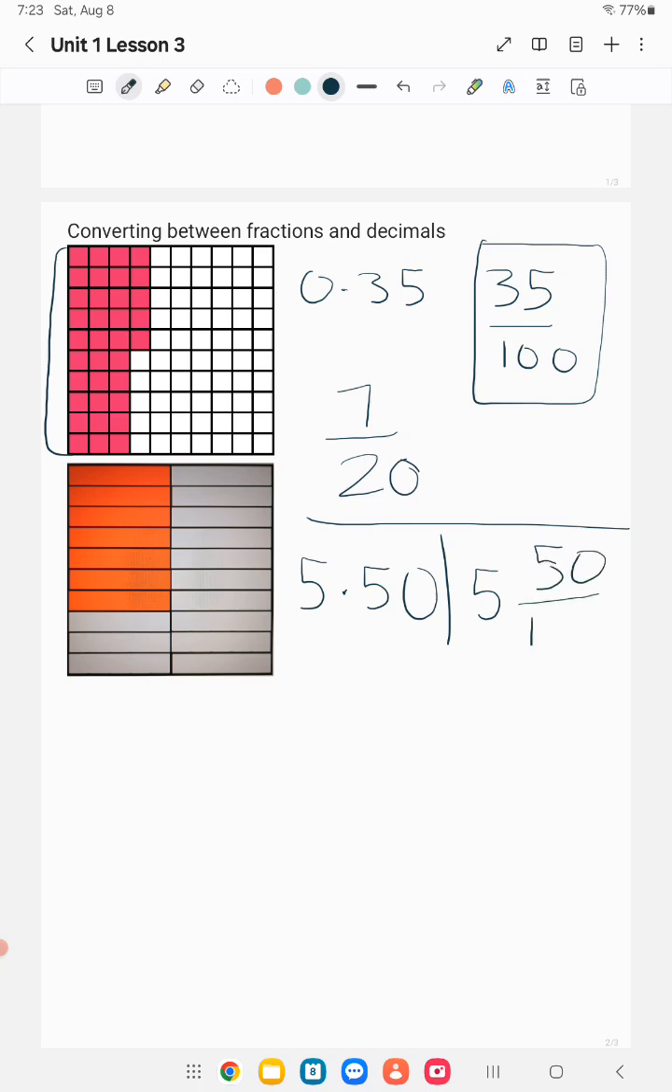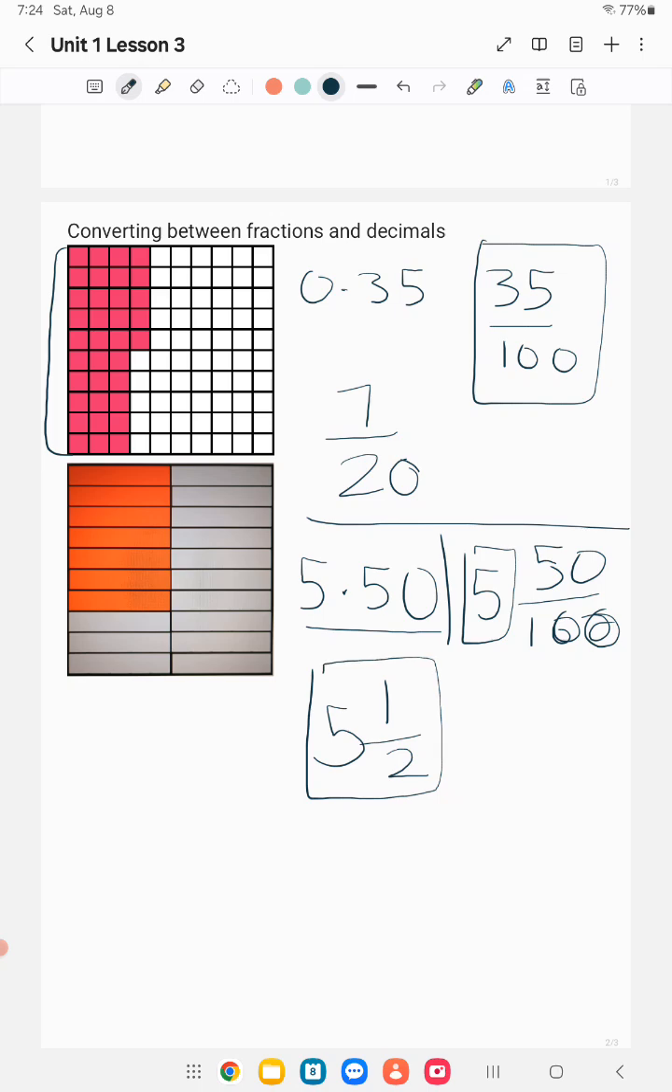50 over 100. And now if we're trying to simplify this, we can see a number that goes into both 50 and 100. We can start off with 2 or 25, but let's just do it with 50 for now. So 50 divided by 50 is 1, and 100 divided by 50 is 2. So 50 over 100 is simplified to 1 over 2. And the 5 over here is a whole number that just comes here. So 5.50 is 5 and 1 half. My apologies. Now let's do our third question.